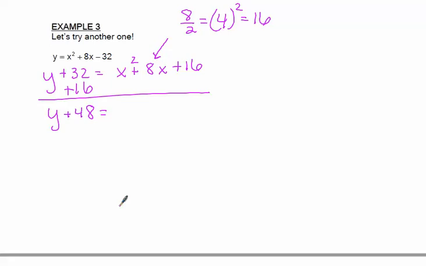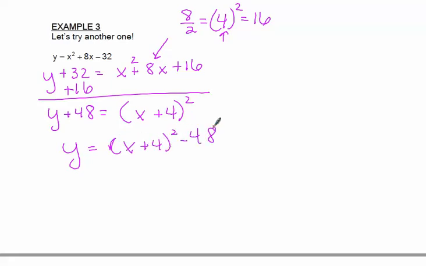And now that I've done that, I forced it. The entire reason I did this was this right here is a positive 4. This becomes x plus 4 squared. That's why I did it. I'm forcing it into a perfect square trinomial. Move the 48 back over. And that's what I get.